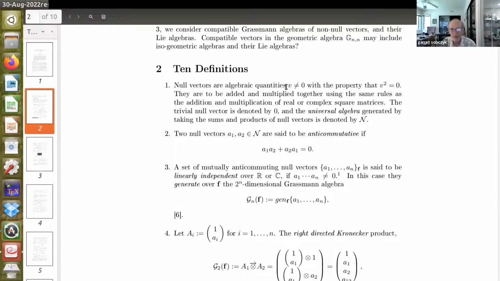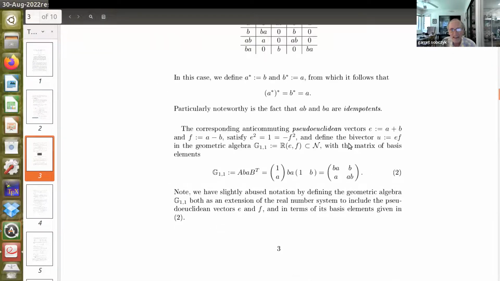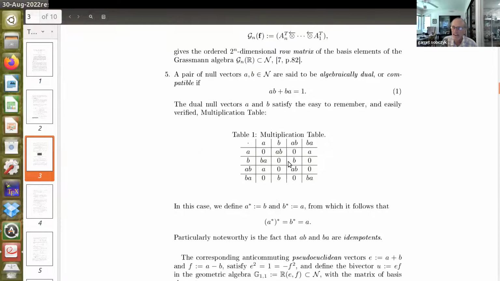Yeah, I can understand your confusion, but like I say, I try to get around that by saying the same rules as addition and multiplication of real or complex square matrices. Now, if you want to interpret that as meaning that V is a matrix, it's okay, because I'm going to actually define the coordinate matrix of the vector V. And that's going to be that matrix, well, that's a nilpotent. Let's see here. Well, here's a multiplication table for these null vectors.